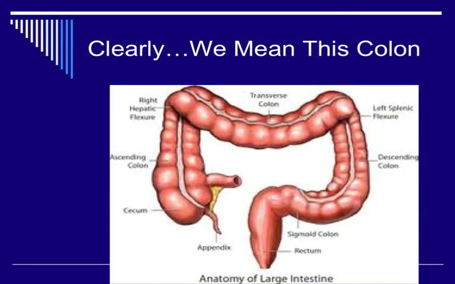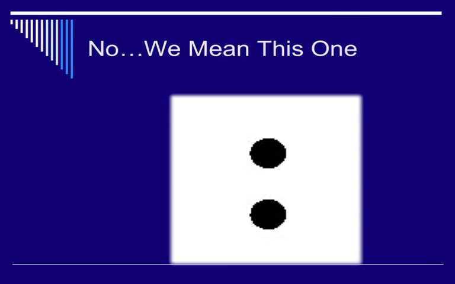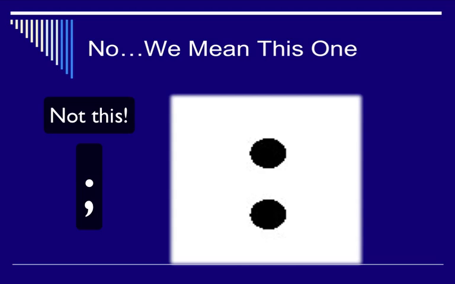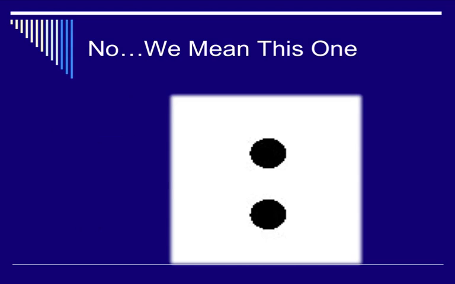No, not this colon. We mean this colon. This is when you have the two little dots that are on top of each other like this. That is the colon. And so it's not the one with the dot on top and the comma on the bottom. That is called a semicolon, and it has its own set of uses. We mean the full colon, so the two dots on top of each other. That's actually what this looks like, and this is what we're talking about.